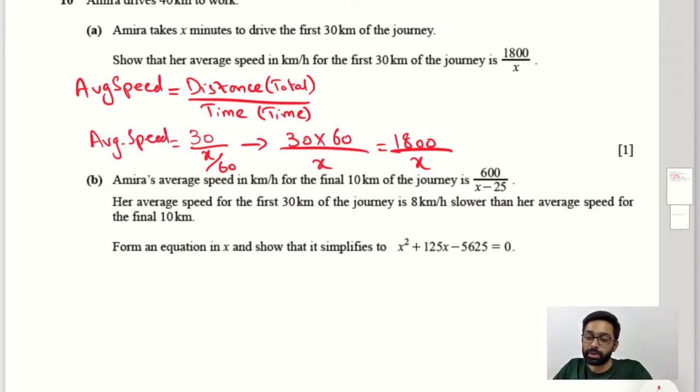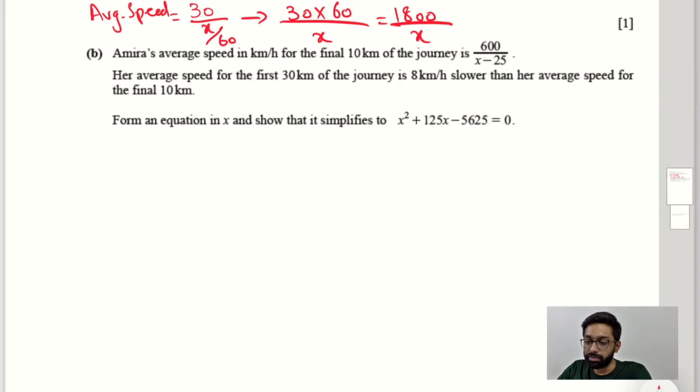The next part of the question says, Amira's average speed in kilometers per hour for the final 10 kilometers of the journey is 600 over X minus 25. Her average speed for the first 30 kilometers of the journey is 8 kilometers per hour slower than her average speed for the final 10 kilometers. Form an equation in X and show that it simplifies to X squared plus 125X minus 5625 equal to 0.